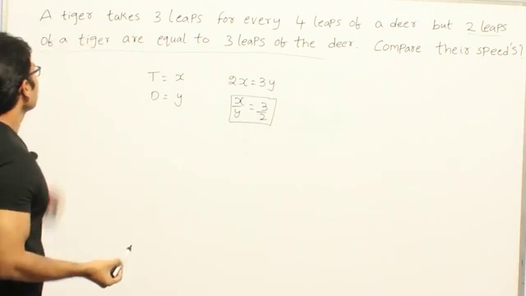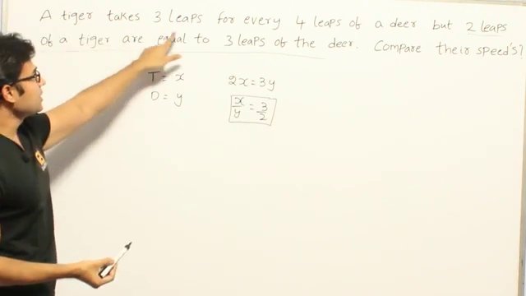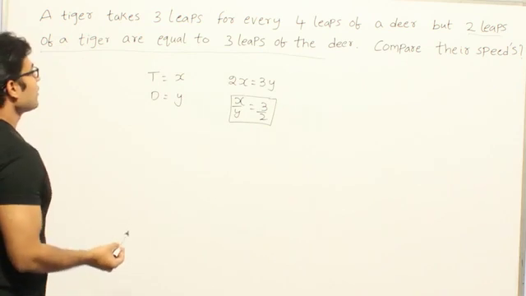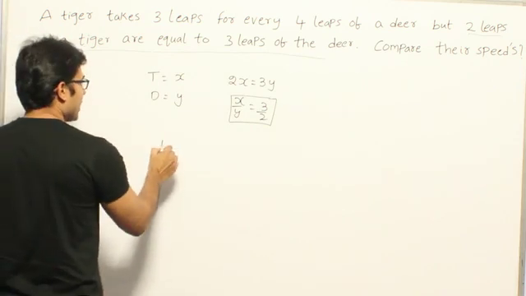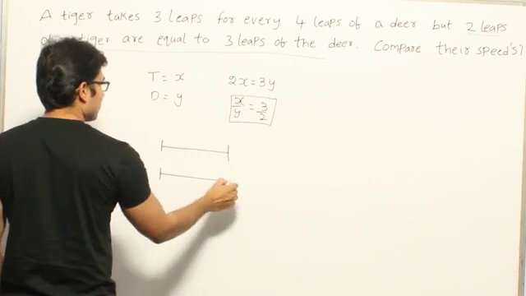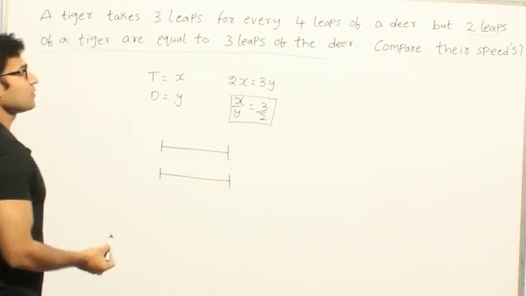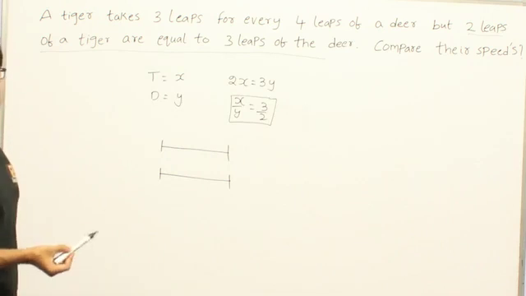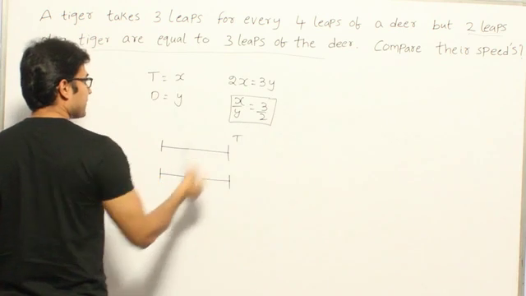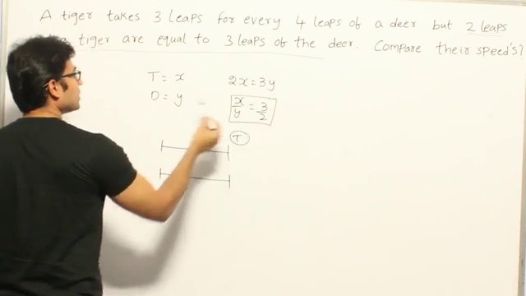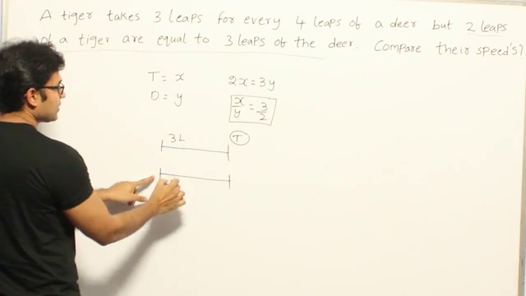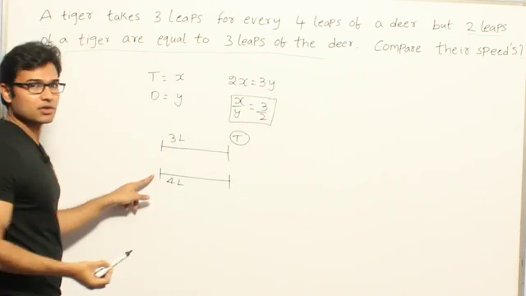Okay, and now if you look at the first one, a tiger takes 3 leaps for every 4 leaps of the deer. So what does it mean? Now if they have to cover some distance, or let's say they are trying to cover some distance in some time. So in a given time, let us assume that the given time is t. If tiger is taking 3 leaps, deer is taking 4 leaps. That is the meaning of it, right?